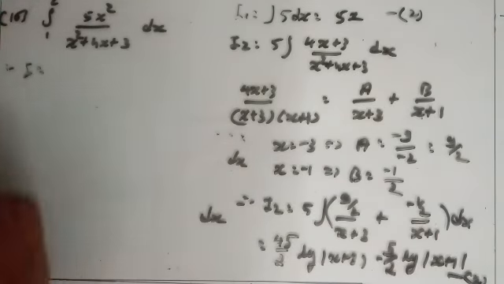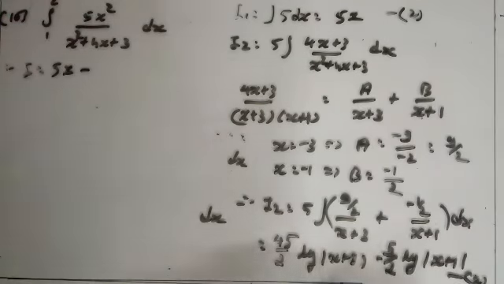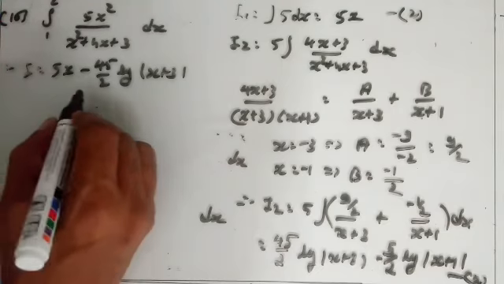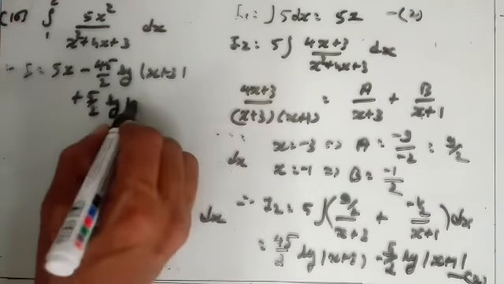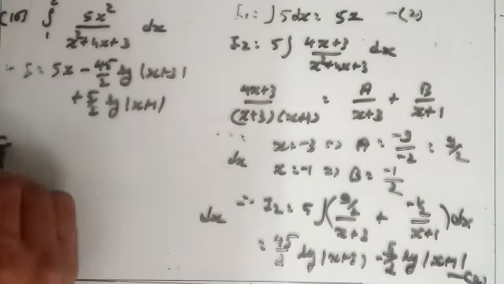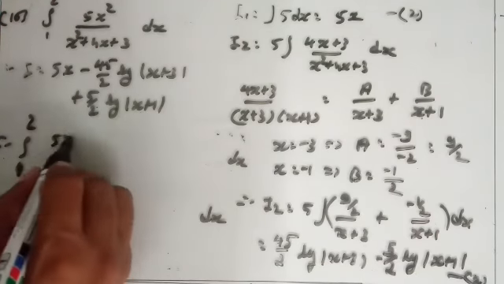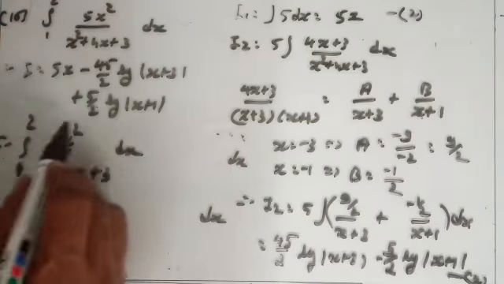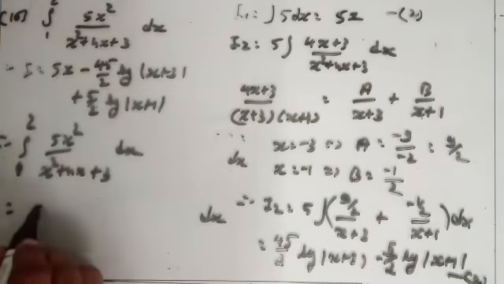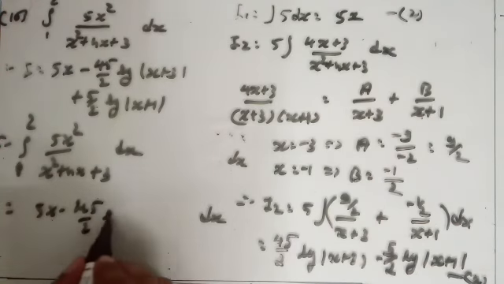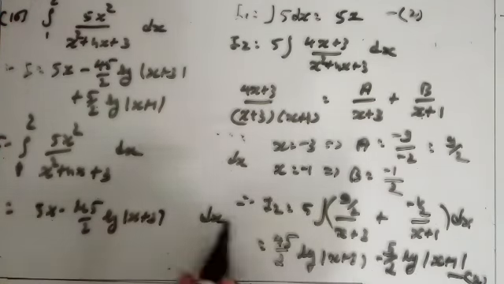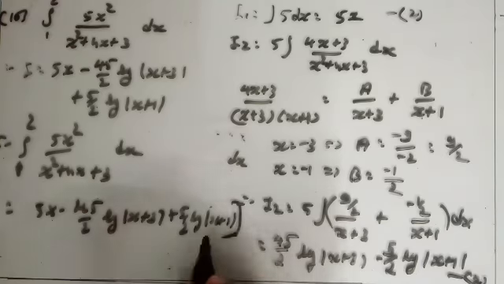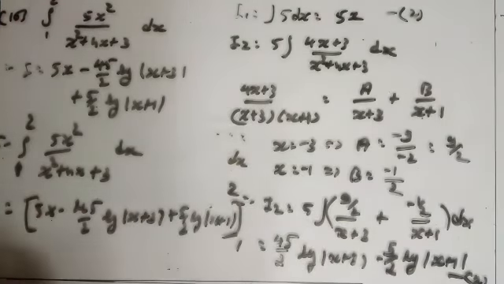Therefore, I = I1 = πx − I2 = −45/2 log(x + 3) + 5/2 log|x + 1|. Therefore, the integration from 1 to 2 of πx² upon (x² + 4x + 3) dx is equal to, in place of this integration, write the integration: πx − 45/2 log(x + 3) + 5/2 log(x + 1), with limits 1 to 2. Clear? Now simplify this here.